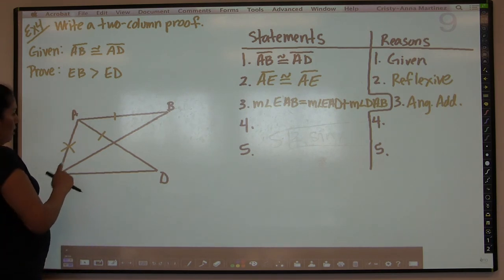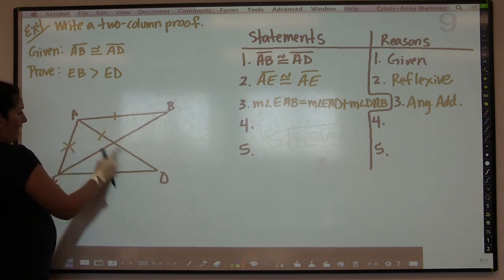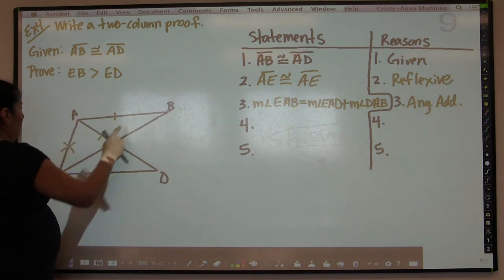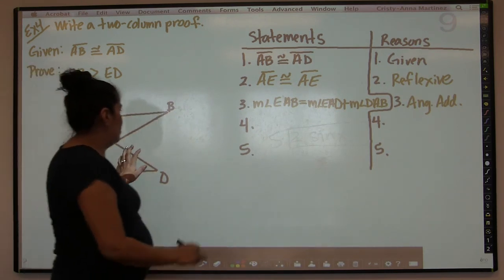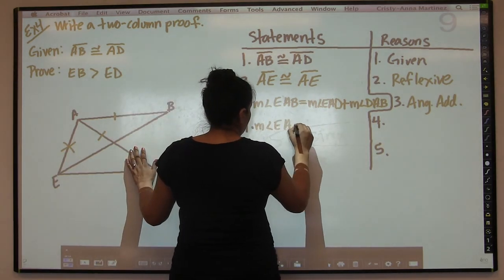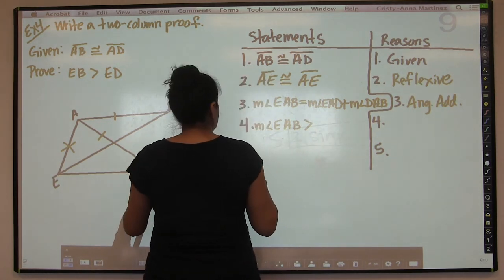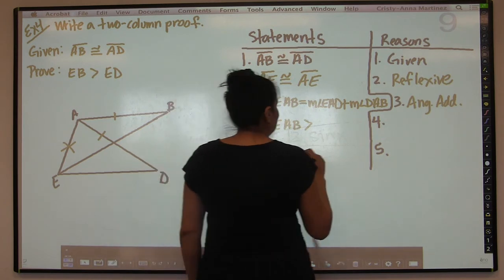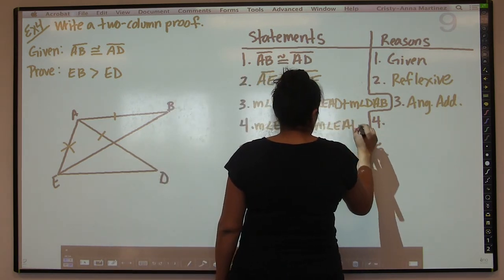Because the included angle of this triangle right here is EAD. The included angle of this triangle is EAB. So right now what we're going to say is that the measurement of angle EAB is greater than EAD. Alrighty.